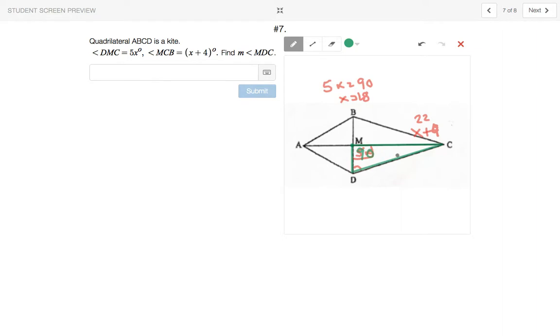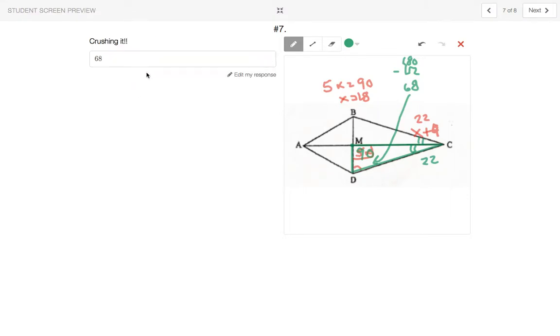That's 90. This small angle over here is congruent to this angle up here. So if that one's 22, so is that one. Well, I now add these two together. 90 plus 22 is 112. I'm going to subtract that from 180, which gives me a 68-degree angle, which is what that angle down there is going to equal. Okay, and that is correct.